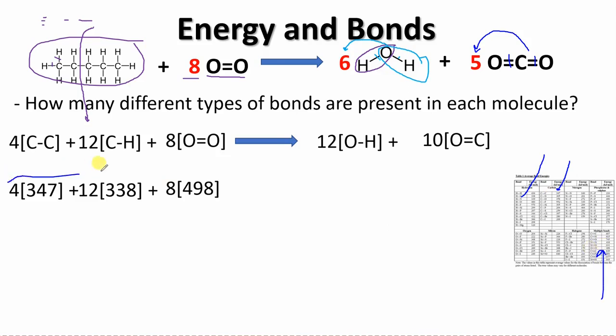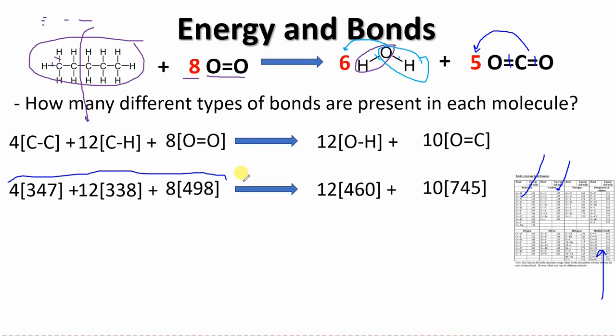In a second, we're going to total up mathematically what all those are equal to. So 4 times 347 plus 12 plus and so on. We're going to add those up in a moment, but we'll deal with the other side here, where we have 12 of these OH bonds. OH is worth 460. And then we have 10 of the OC bonds, and those are worth 745.